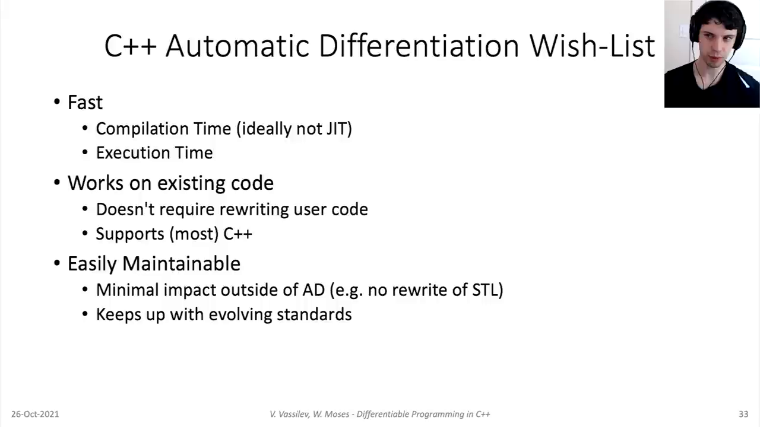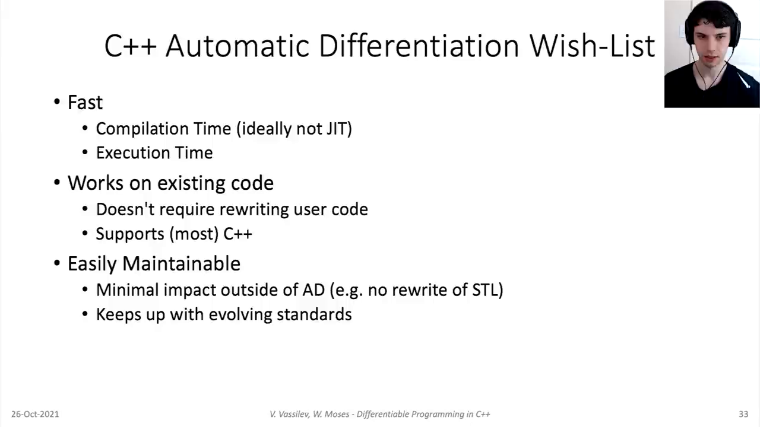So if we were to design from scratch the perfect C++ AD tool, these are roughly the bullets that we came up with of things that we'd really want to see inside of it. First of all, obviously we want it to be fast. This comes in two places. First, we want it to be fast to compile, ideally not a just-in-time compilation sort of process. And second, it's also fast to run.